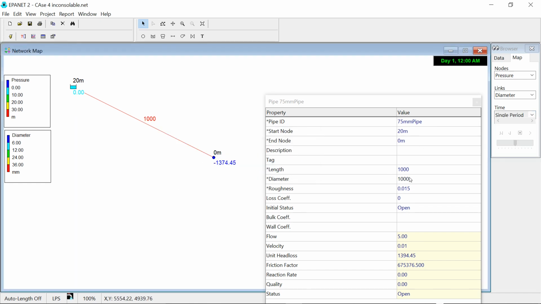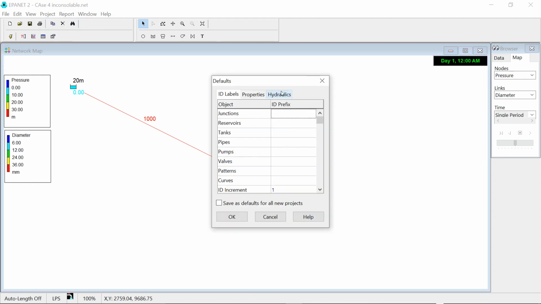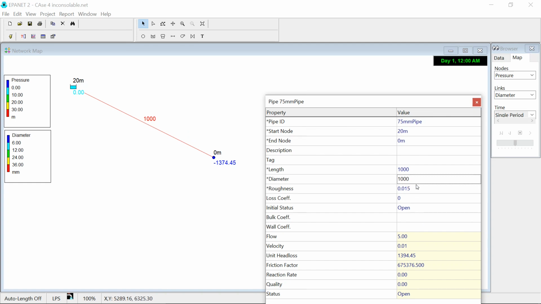This happens when you have used roughness coefficients with the wrong hydraulic formula. In this case, I'm using the Hazen-Williams equation with the Darcy-Weisbach coefficients. Once the mismatch is corrected, the model works perfectly again.